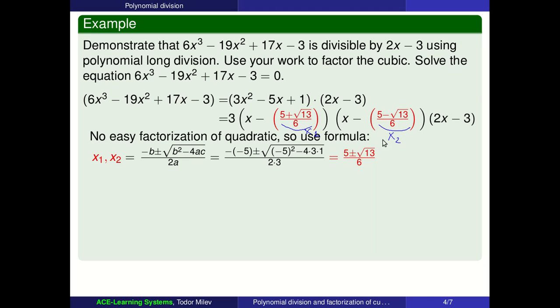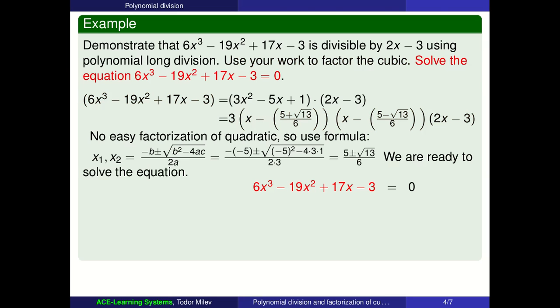So our factorization is complete. We factored our quadratic 3x squared minus 5x plus 1 into a product of two linear terms, x minus x1 and x minus x2. Now our cubic is fully factored into linear terms and we are done with the factorization. So we have fully factored our cubic. We're almost done with the problem. We have one more thing to do.